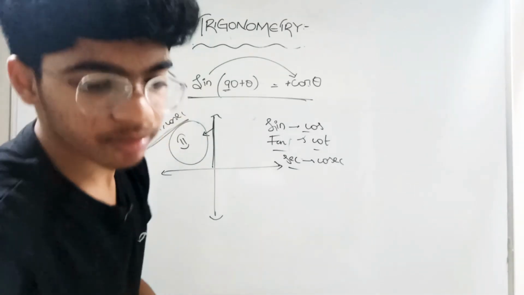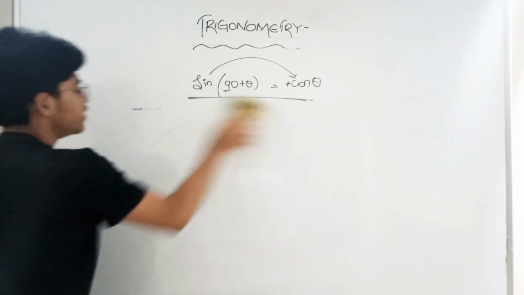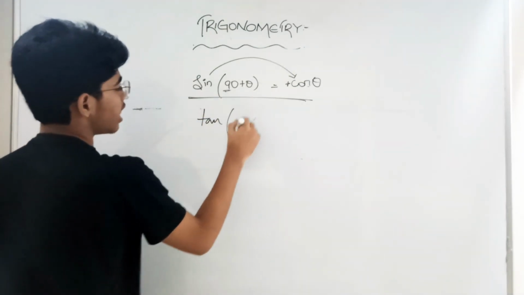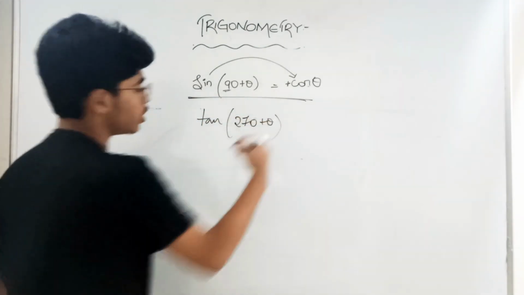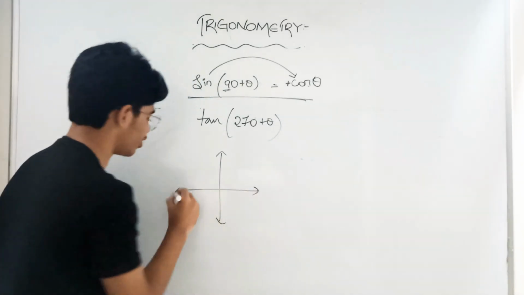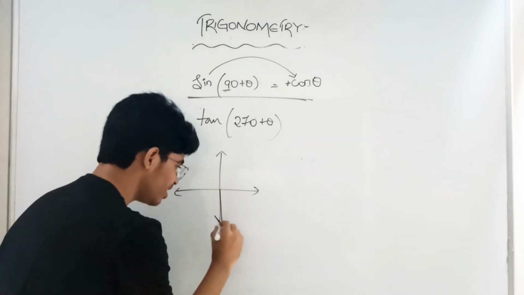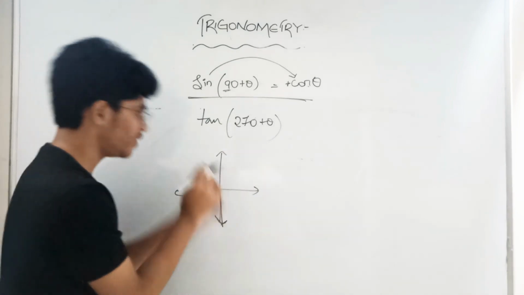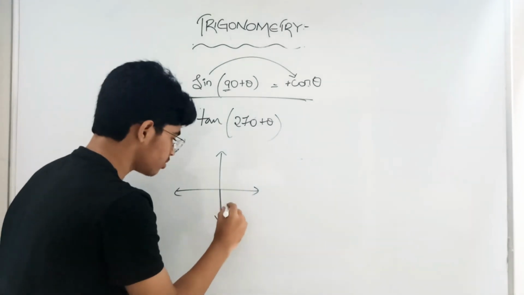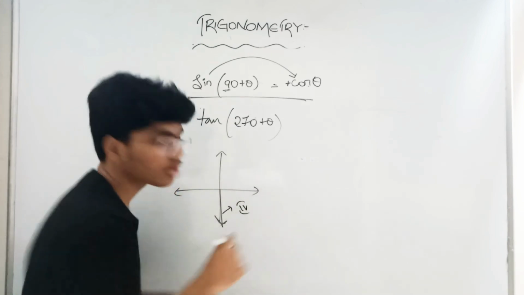If you take any random value, such as tan of 270 plus theta, we first check the quadrant. We have to draw the quadrant. So 270, we know this is the 270 degree line: 0, 90, 180, 270. Don't get confused. After 270, what will come? This is the fourth quadrant. We know that after 270, the fourth quadrant comes.